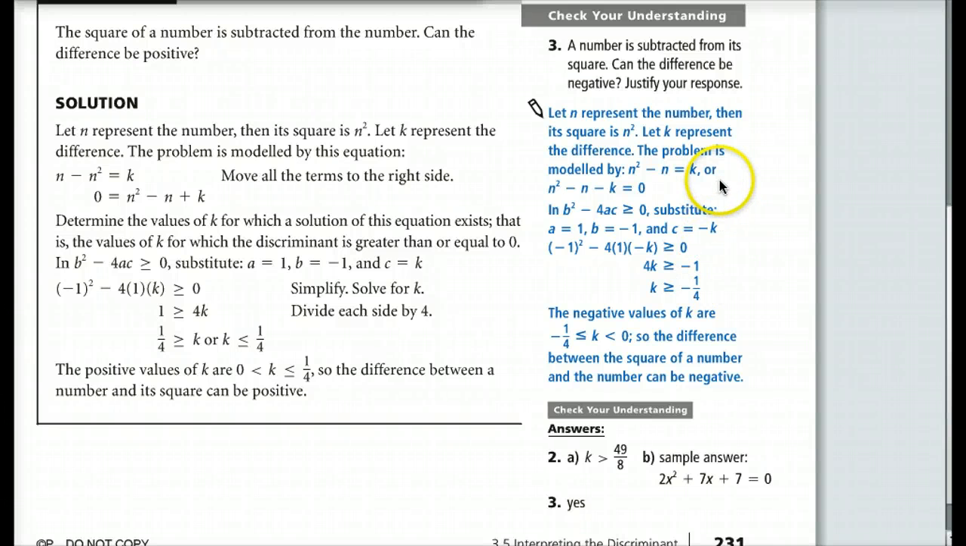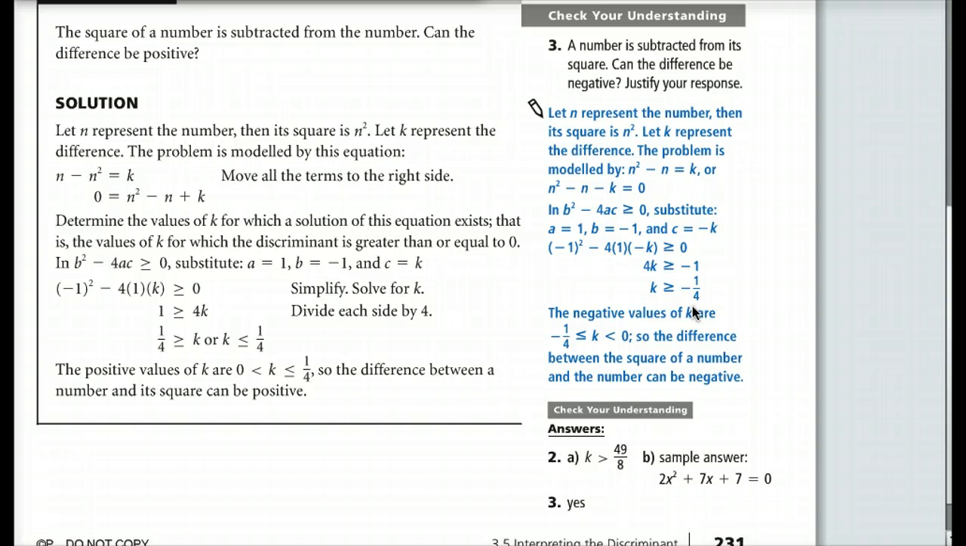Now this time the question is a little bit different. It's n squared minus n, right? Because a number is subtracted from its square, so we just reverse this. Then when you solve the discriminant, you end up getting that k must be greater than -1 over 4.